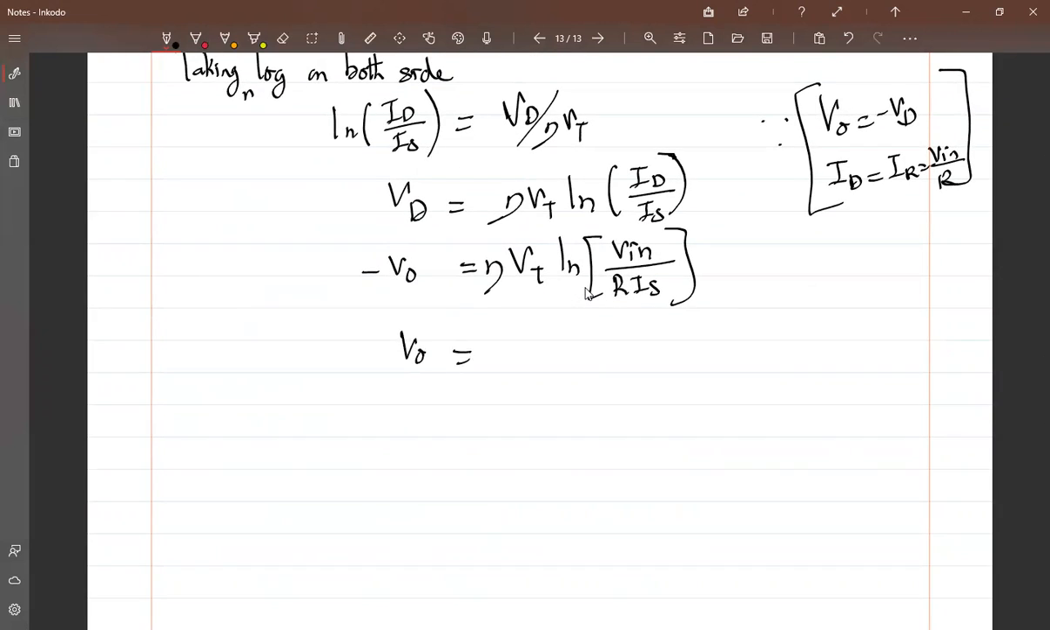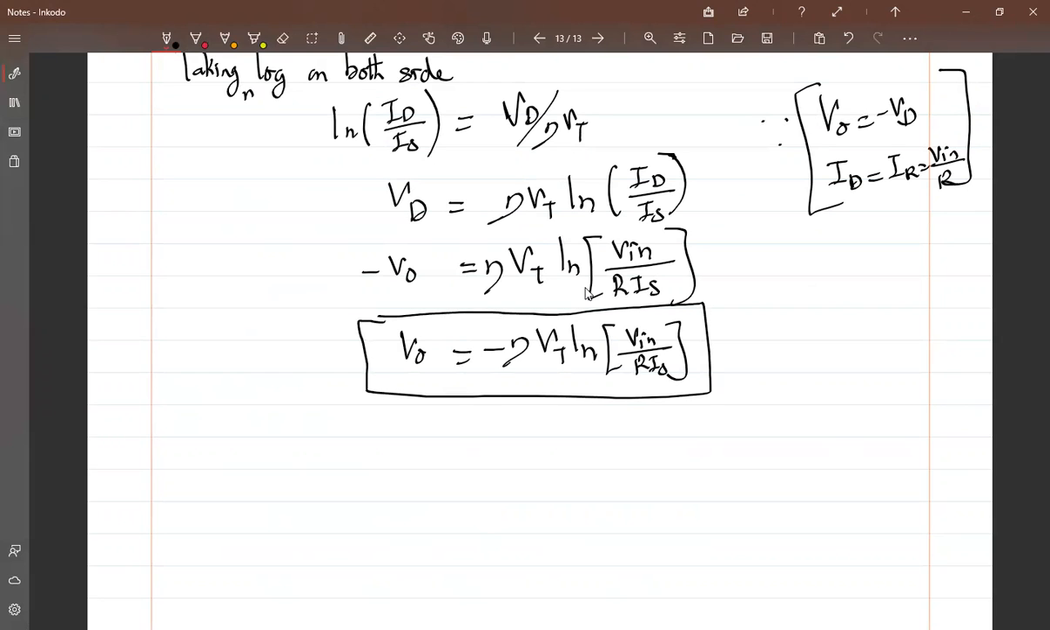to find out the logarithmic value will be V naught is equal to minus eta Vt ln of V in divided by R into IS. So this is the final output voltage equation for the corresponding log amplifier circuit using diode.